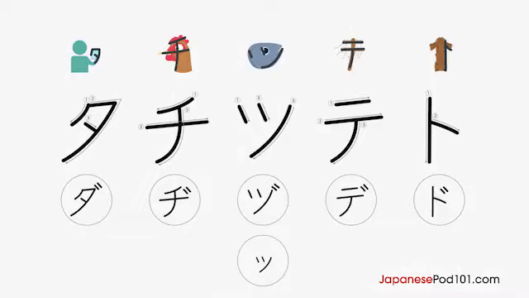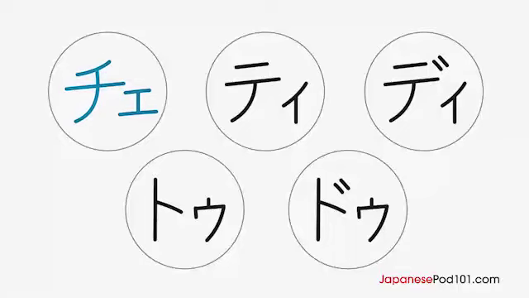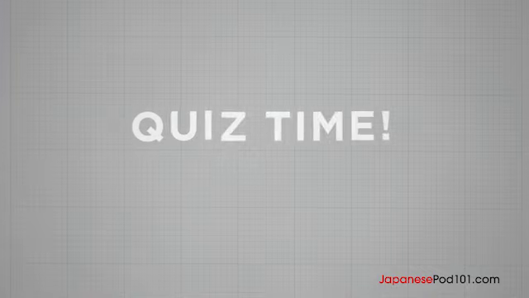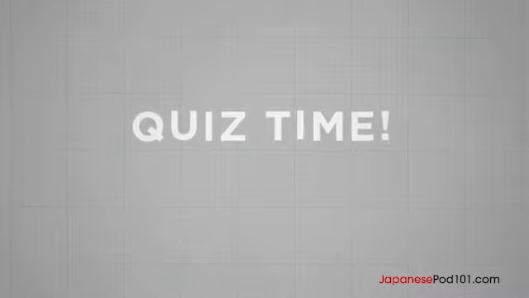Let's see all the characters again. Ta, da, chi, ji, tsu, zu, small tsu, te, de, to, do, and the new digraphs, che, ti, di, tu, and du. Now, let's review what you've learned. I'll show you a character or a word and give you time to say them. Ready?